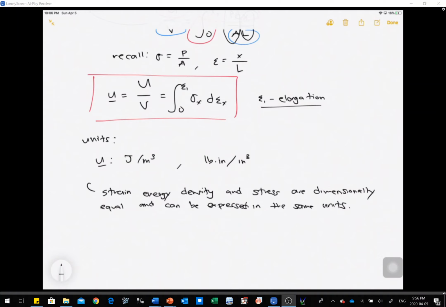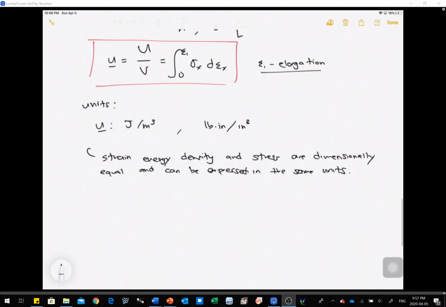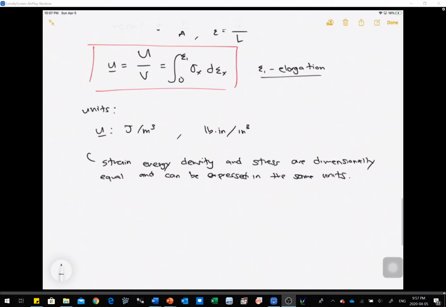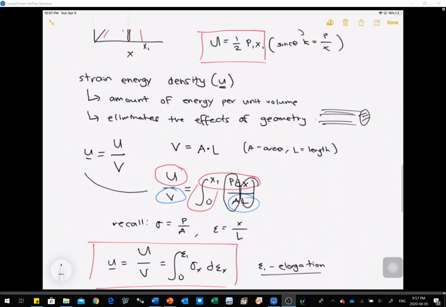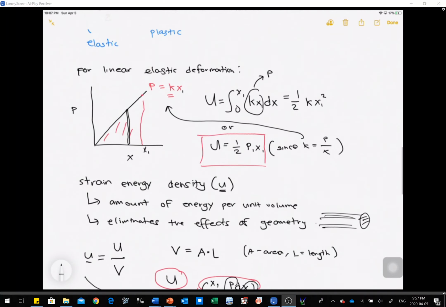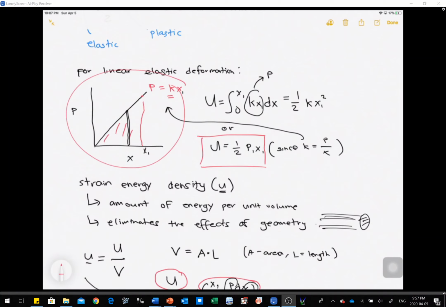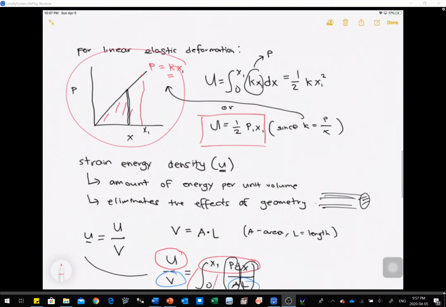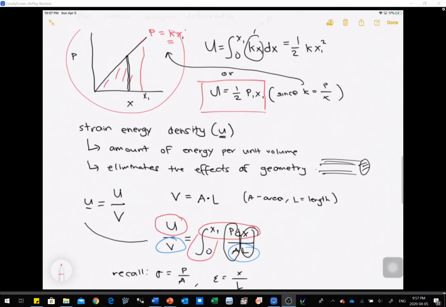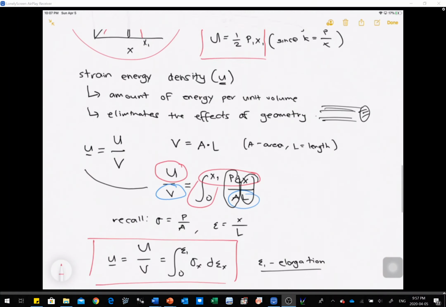Now, we have a strain energy and strain energy density. Now, going back to our strain energy, which behaves in the elastic region. So, if we are in the elastic region, which is this guy right here, we can use our Young's modulus, which is E.